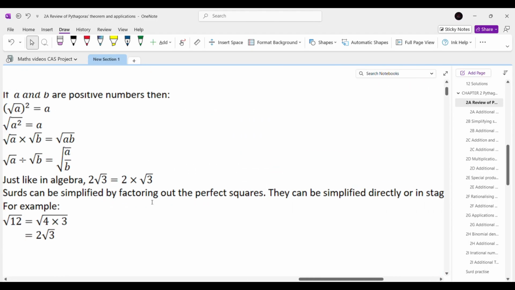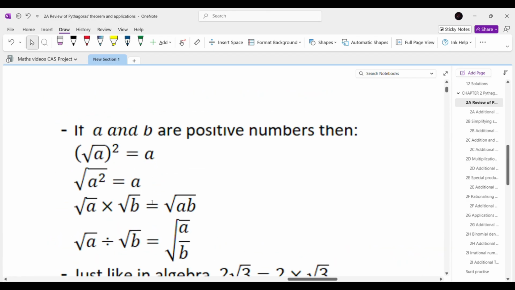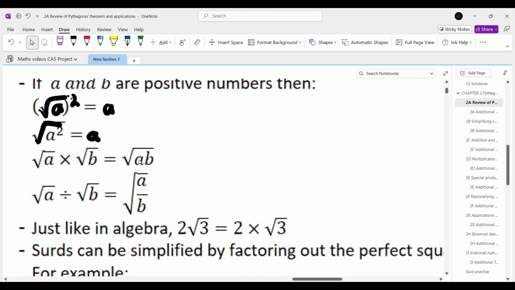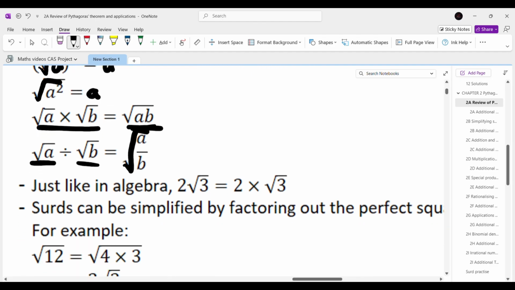So just some surd rules that you'll want to remember. If you square root a and then square it, or have the square of a inside a square root, it will always give you the a value back. a is representative of any positive integer. The root of a multiplied by the root of b equals the root of ab. And the root of a divided by the root of b equals the root of a divided by b.